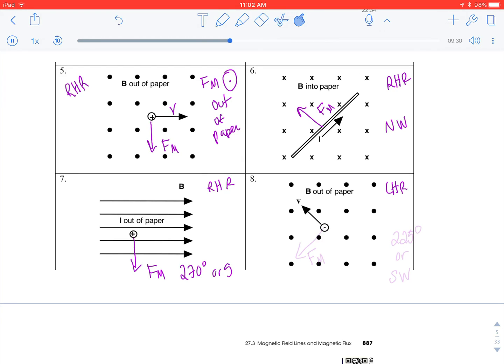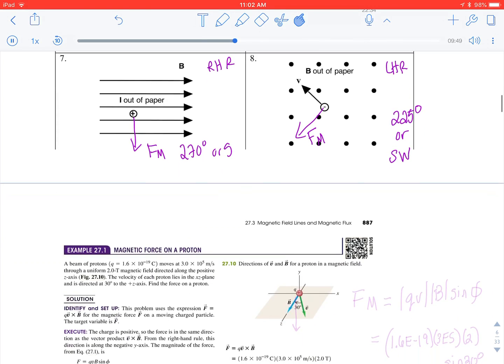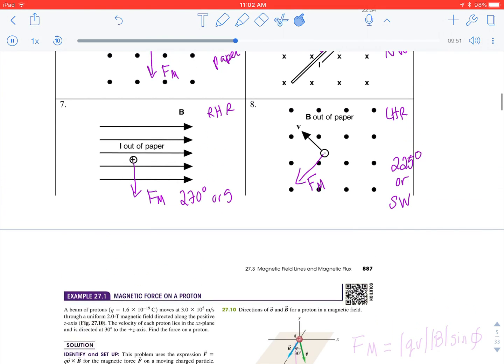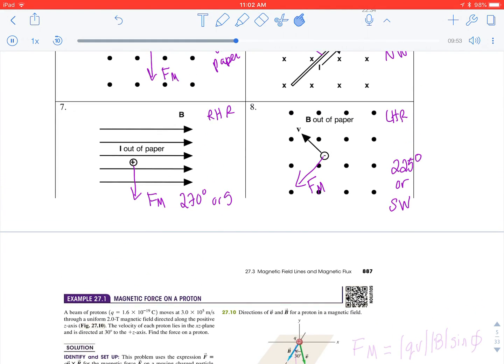My bird finger is pointed out of the paper, and my thumb is going to point perpendicular to all of this. So I'm going to have it pointing at either 225 degrees, you could write that, or you could say southwest. Now, just a quick reminder, I know some of you are using the palm rule instead of the pistol rule. You can do all of these with the palm rule as well, and you should get the exact same results.